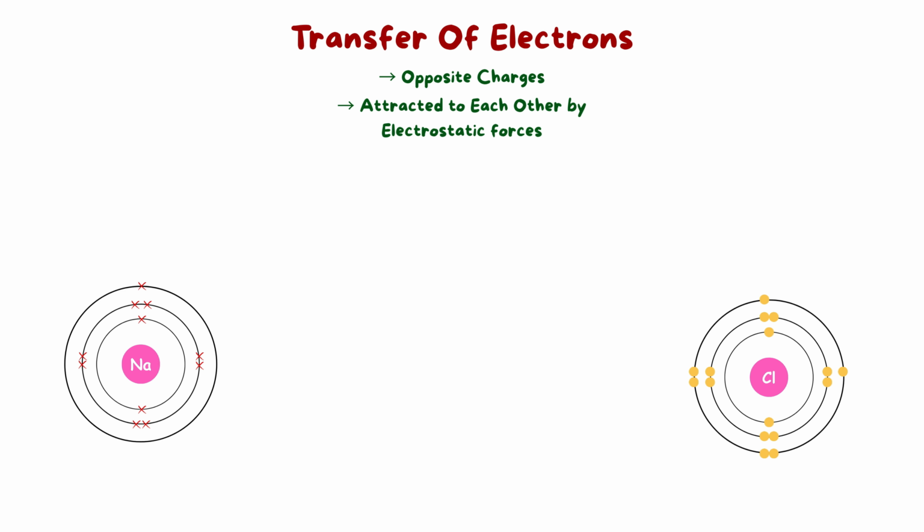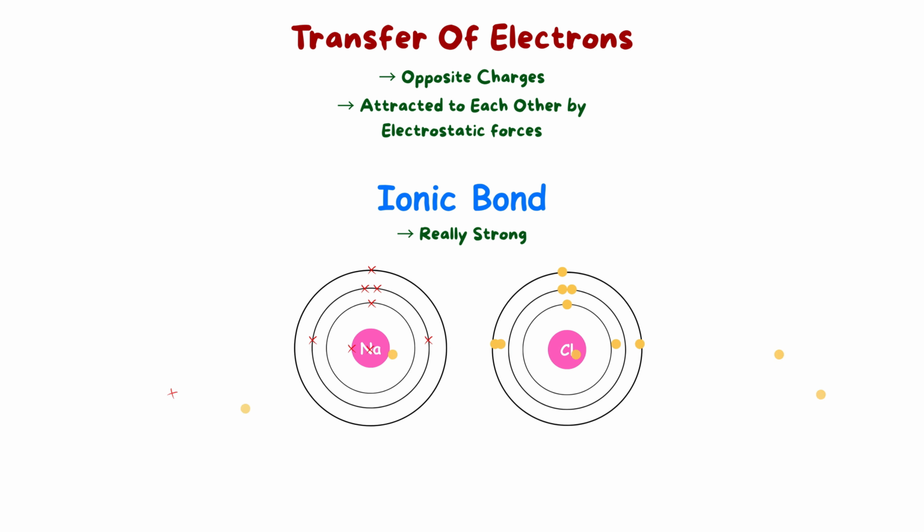This means sodium donates its extra electron to chlorine, which needs an extra electron to complete its shell. After this electron transfer, both atoms become ions. Sodium becomes positively charged while chlorine becomes negatively charged, and because these ions now carry opposite charges, they are strongly attracted to each other due to electrostatic forces of attraction. This strong attraction is known as an ionic bond, and it holds the ions together in a compound. Ionic bonds are very strong and can be comparable in strength to covalent bonds, which involve the sharing of electrons and are discussed in another lesson.